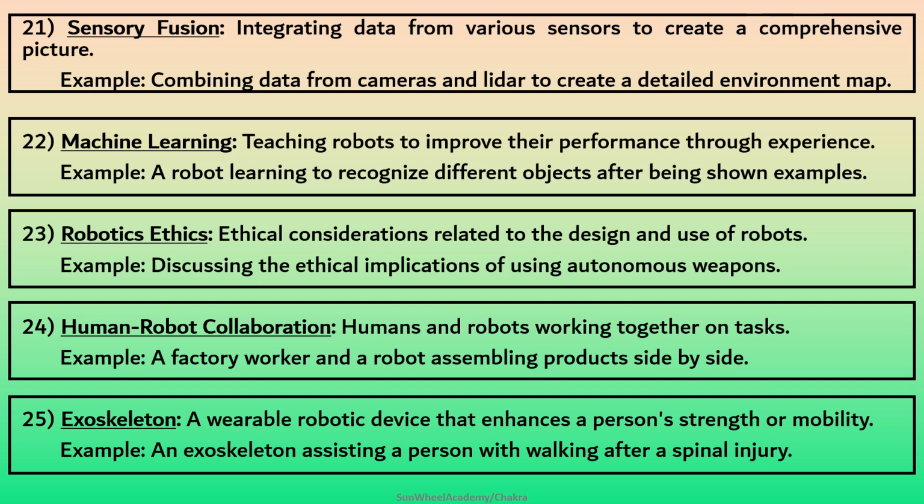23. Robotics ethics, ethical considerations related to the design and use of robots. Example: discussing the ethical implications of using autonomous weapons. 24. Human-robot collaboration, humans and robots working together on tasks. Example: a factory worker and a robot assembling products side by side.